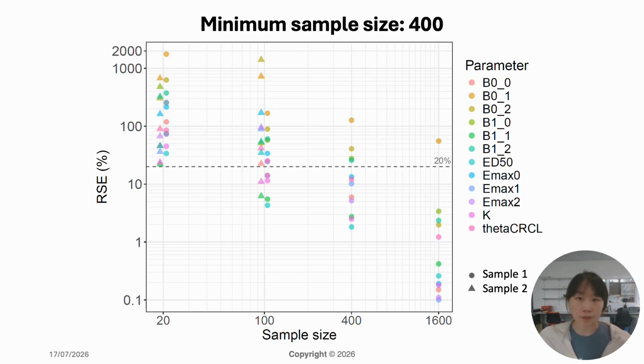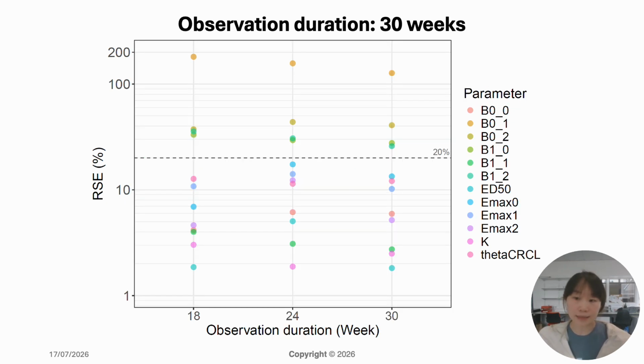So this is the relationship between relative standard error and the sample size. We can see obviously from this plot, the relative standard error decreases as the sample size increases. For the sample size of 400 patients, 10 out of 12 parameters achieved a relative standard error below 30%. Hence, we consider the minimum sample size to be 400. I conducted the same test on observation duration. The relative standard error didn't differ very much across different observation durations. To obtain a more informative dataset, we set the observation duration to 30 weeks.